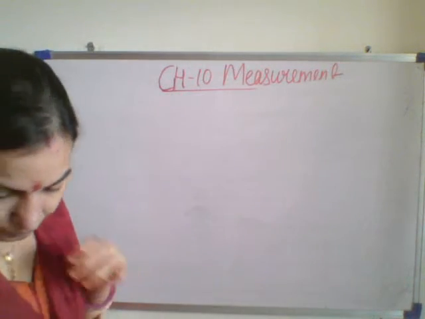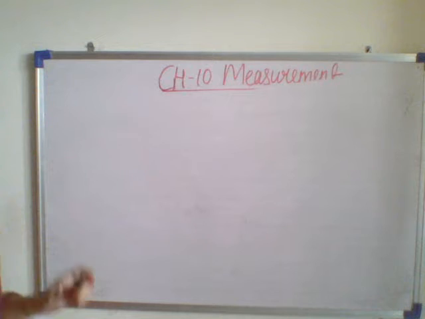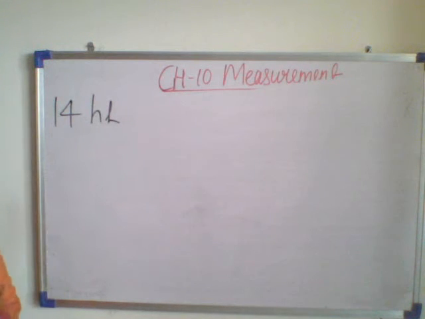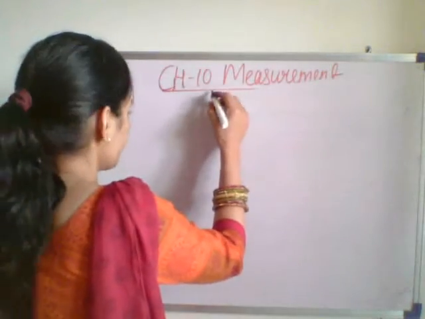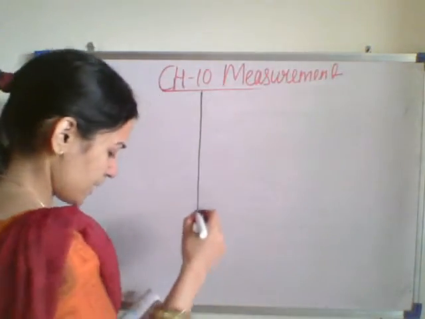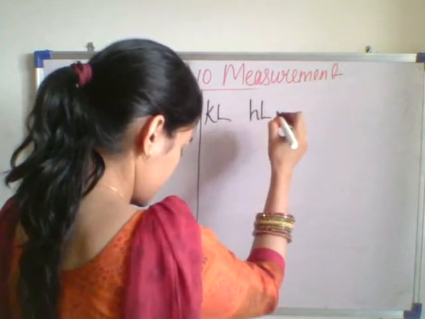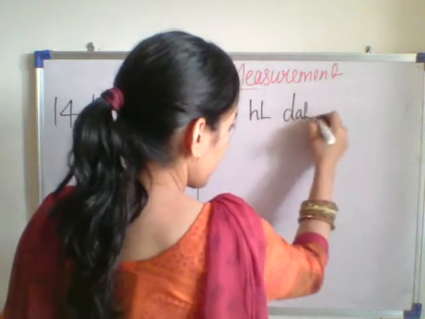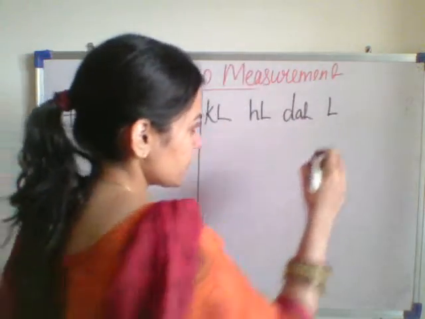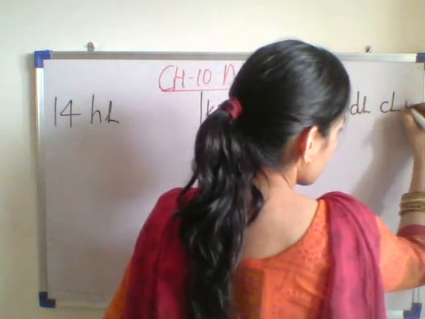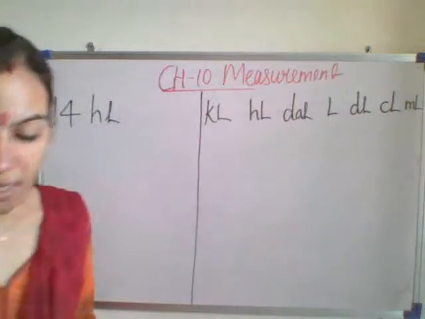First of all, 14 hectoliter. This 14 hectoliter we have to convert into the decaliter. So first of all, in the rough, let me write. First is kiloliter, then is hectoliter, decaliter, liter. After liter is the deciliter, centiliter and milliliter. I have written here.